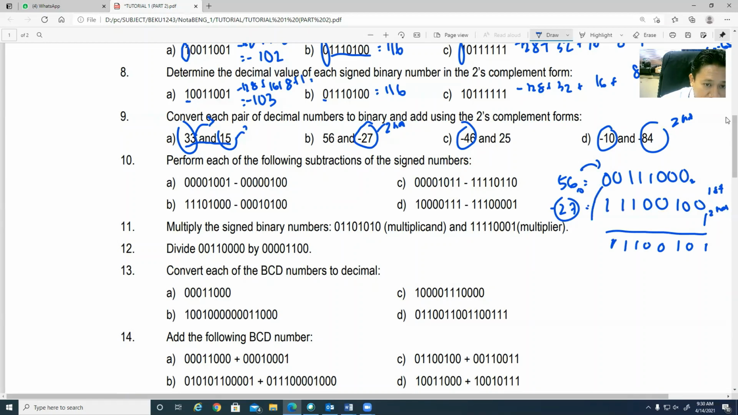So we have to add this part. We have to add 0 plus 1. So the answer will be 1, 0, 1, 1, 1, 0, 0, 0, 1.